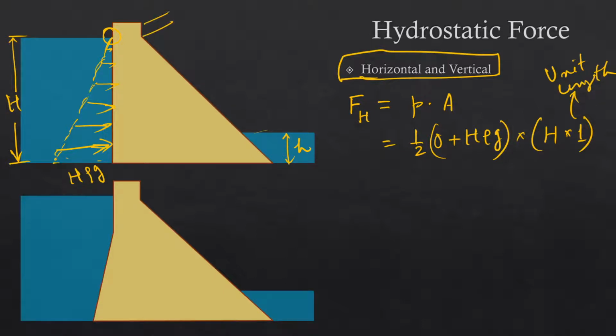Unit length means, as I've mentioned before, if you consider this 1 meter or 1 unit length of the dam, then on that unit length of the dam we are going to calculate this hydrostatic pressure force. So that will give us half rho g into H squared. So that will be the force because of the upstream or the headwater, and this force is in the horizontal direction.